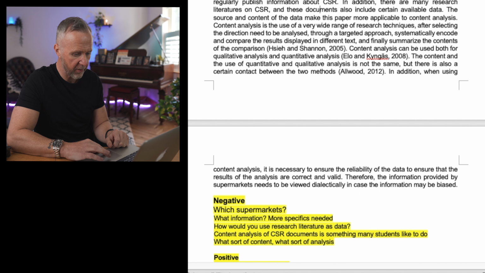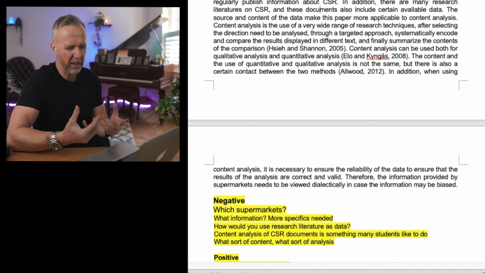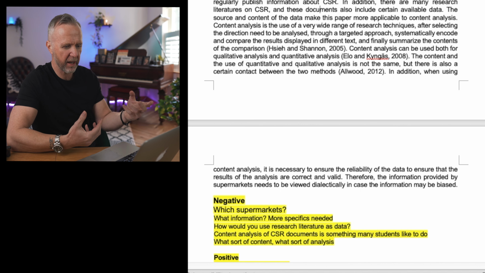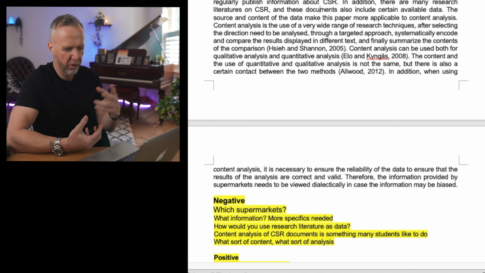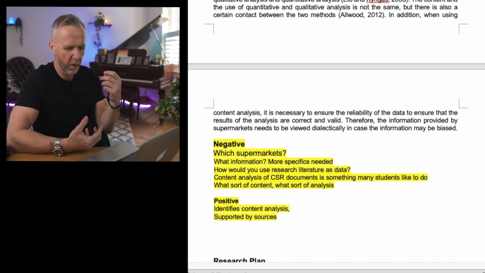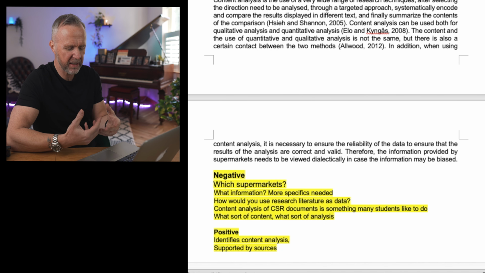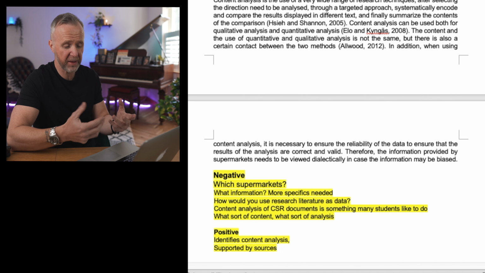The third point down here, how would you use research literature as data? So in the sentence above here, they've talked about, in addition, there are many research literatures on CSR, and these documents also include certain available data. It's not clear. You can't really just magpie and pick and plunder other research data from studies as part of your methodology. And what data will that be? There's no initial searching or qualifying of what this might be at this stage.